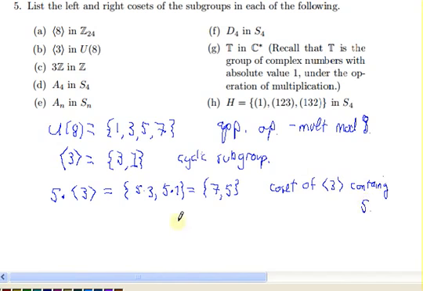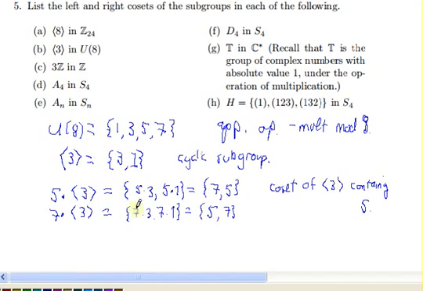Okay. Now I could do the same thing with the element 7. If I took 7 times this cyclic subgroup, you get 7 times 3 and 7 times 1. Now if I take 7 times 3, that's 21. If I take 21 mod 8, well, let's see, if I subtract 16, that's going to give me 5. So in fact, that's equal to 5 and 7. All right, so this is the coset of 3 that contains 7.